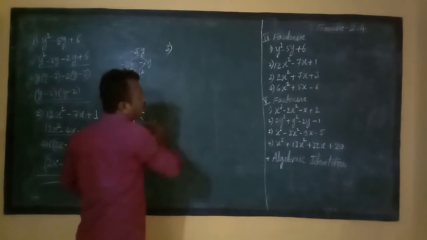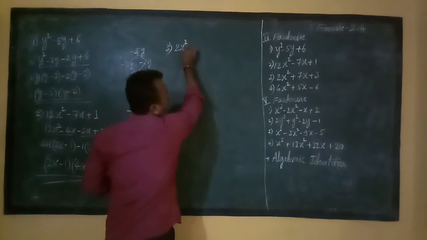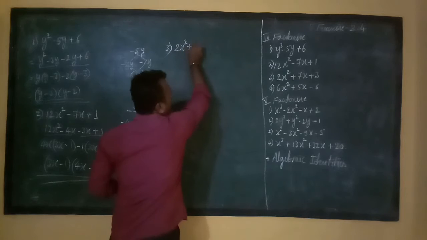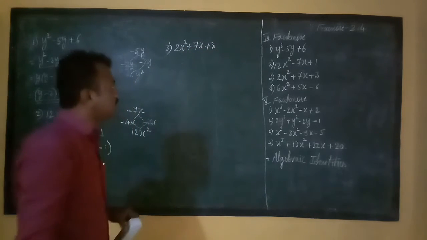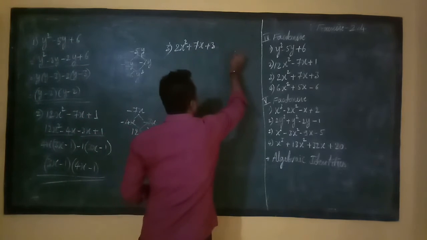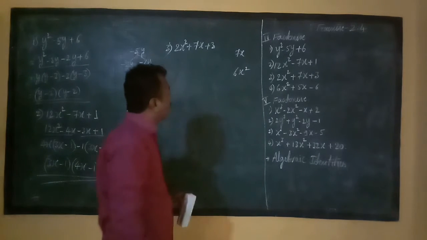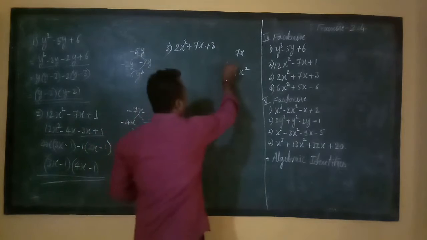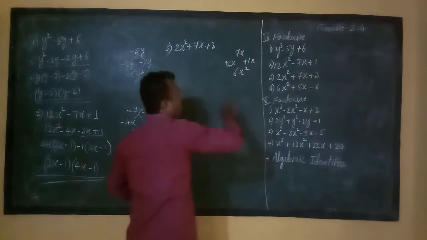What is question number 3? 2x square plus 7x plus 3. So what are the numbers? 2 threes are 6, and 7. Here 7x, here 6x square. Yes. So which numbers do you have to take? 6 into 1, 6 and 1. 6 plus 1 is 7, 6 into 1 is 6. This is x and this is also x. So both are plus signs.